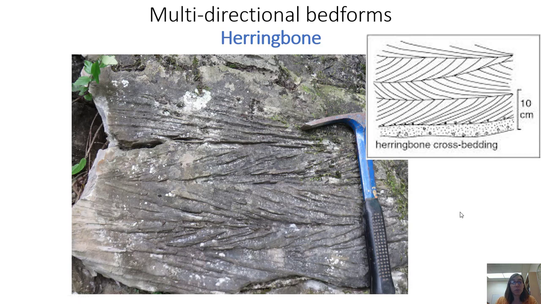Which direction was the water moving? In the bottommost bed, you can see, based on the direction of the foresets, that the water was moving to the left. In the next bed, based on the direction of the foresets, you can see the water was moving to the right, then again to the left, and then again to the right. And the way that these cross strata truncate one another and are similar in size and in angle, but in opposing directions, gives us this herringbone shape.